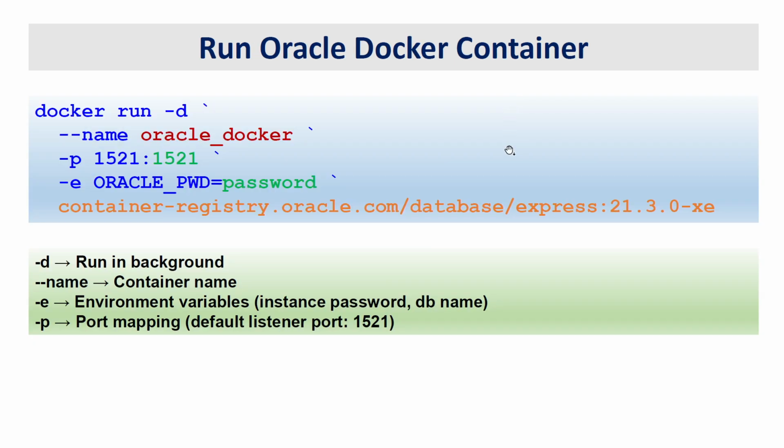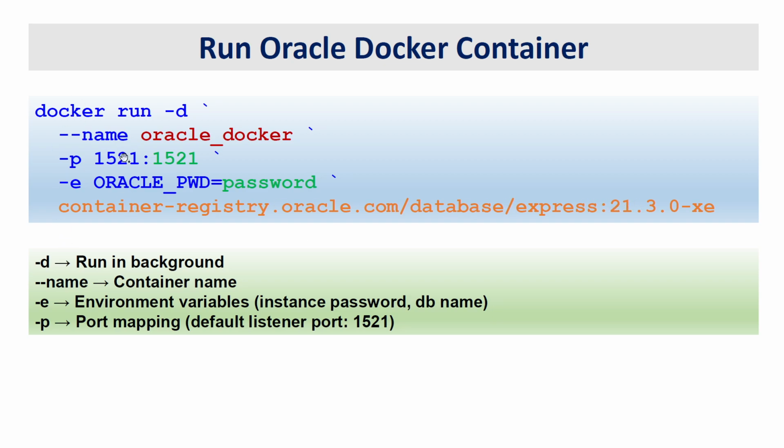Now, once the Docker image has been pulled, you can use the Docker run command. Here, the --name is oracle-docker. This is the name of the container. This is your choice. This is the host to Docker port mapping. 1521 is the default Oracle listener port. This is the password, which will become the password of the sys user and system. And this is the Docker image that we have downloaded.